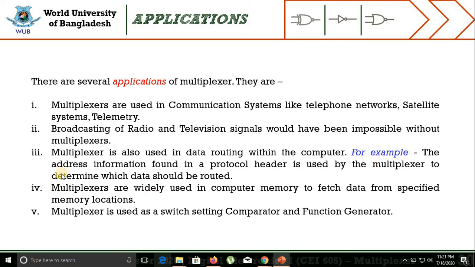For example, the address information found in a protocol header is used by the multiplexer to determine which data should be routed. Next, multiplexers are widely used in computer memory to fetch data from specified memory locations. Next, multiplexer is used as a setting comparator and function generator.